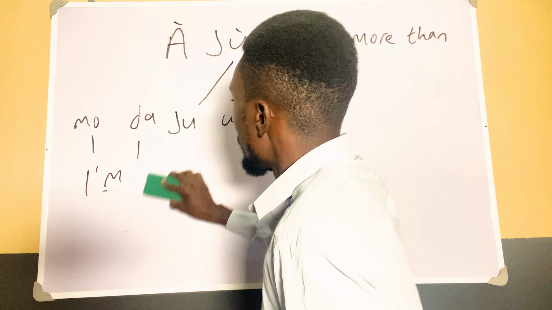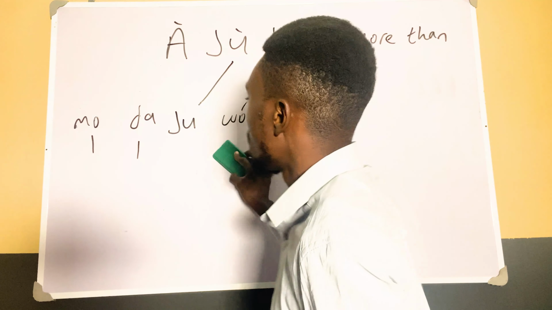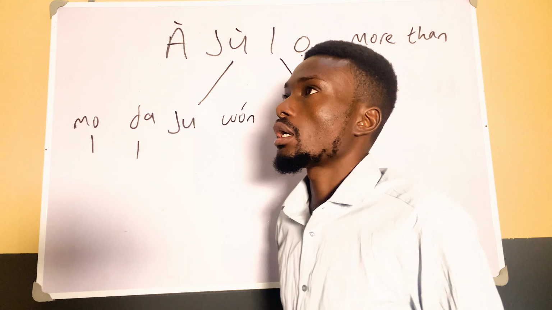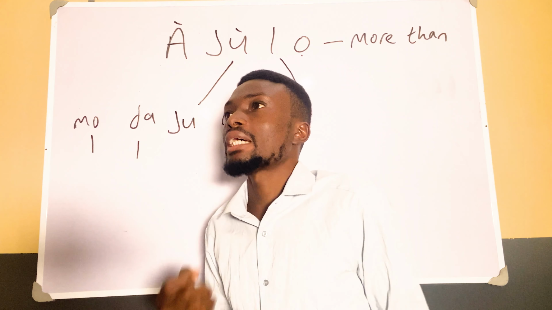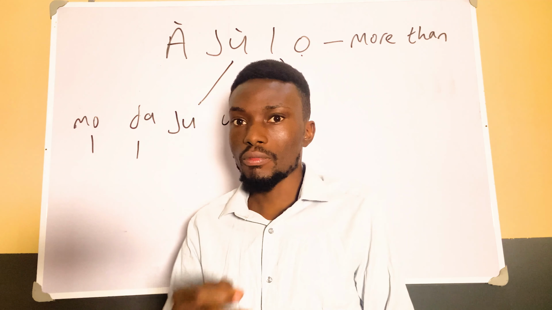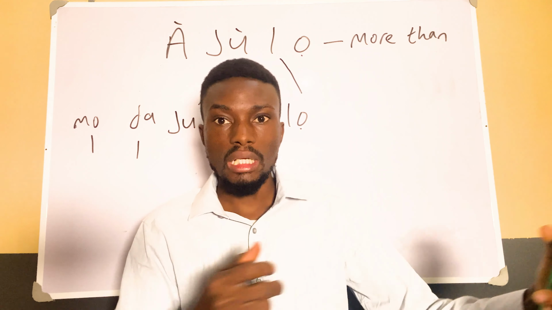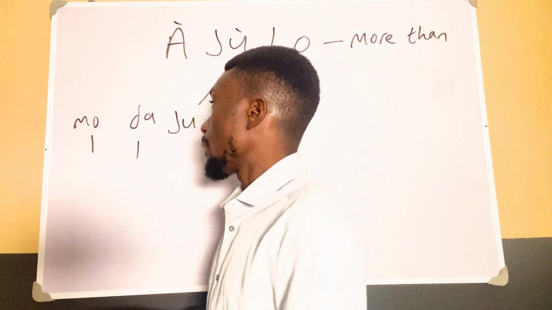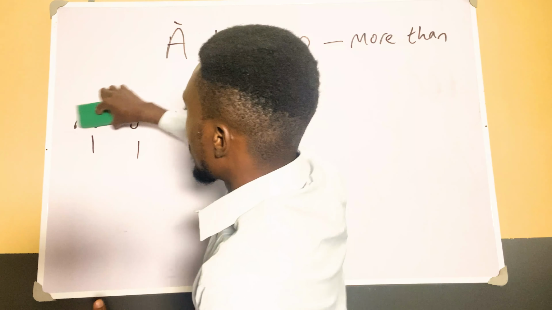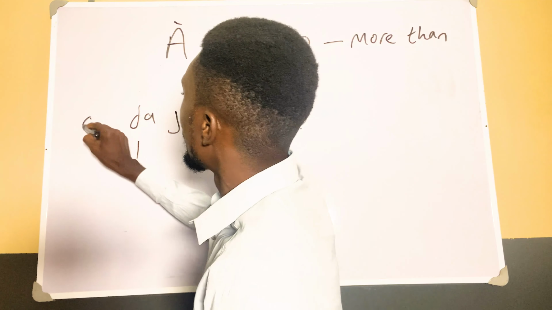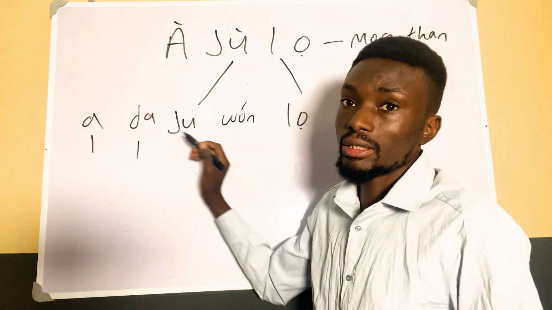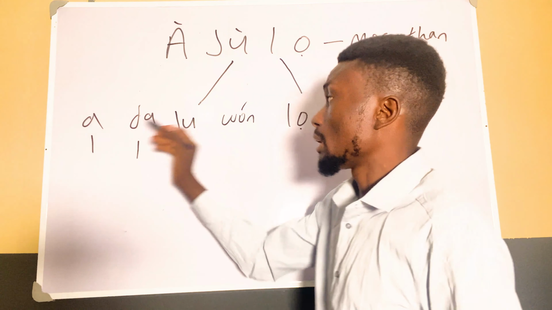And also, you can make it a little bit more complicated when you are talking about, like, my child is better than your child. Instead of I am better than you, we are better than them. We are better than them is A dáa ju wọ́n lọ.